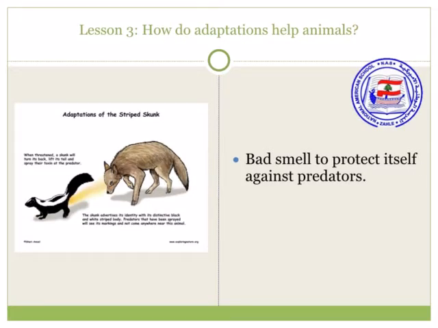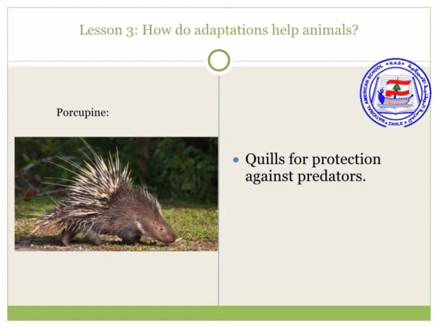Now let's look together at the skunk. The skunk is a type of animal that releases a bad smell to protect itself against predators. If you look at the picture in front of you, you can see that a porcupine has quills, sharp quills, that are there for protection against predators.